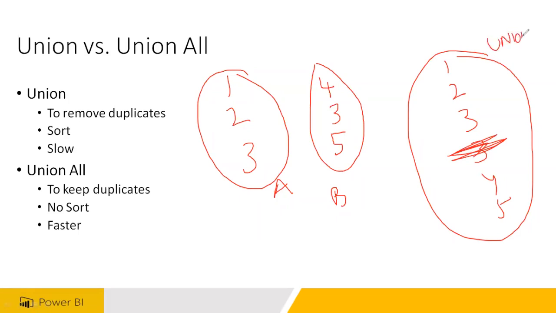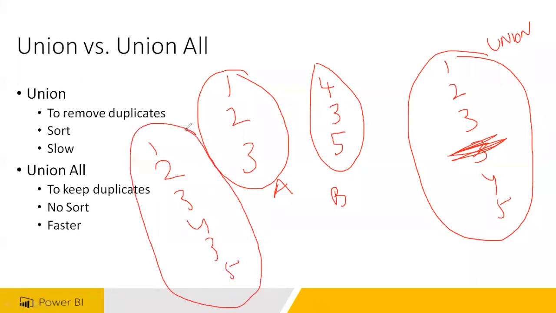I told you, sorting is one operation, and removing the duplicates is another. But with union all, you will get 1, 2, 3 and then 4, 3, 5. The data will not be in sorted order, and the duplicates are available. It is not worried about that. So union all is not going to sort the data, and it is not going to remove the duplicates either. Clear? That is the difference between union and union all operations.